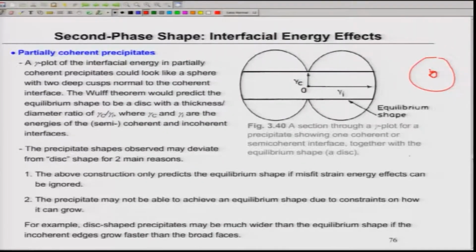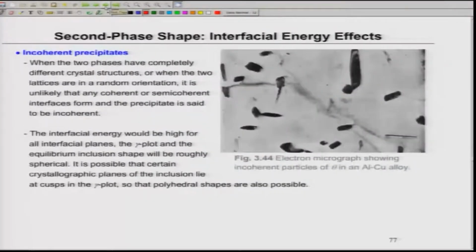This is just like a saucer on which we sometimes drink tea or coffee. You have seen that. Now, if it is completely incoherent, you can see here there are all kinds of things present in this microstructure, which is basically precipitates of theta in an aluminum copper alloy. Suppose it is completely incoherent, that means the two phases have completely different crystal structures and no lattice matching, so they are in random orientations. It is very unlikely that coherent or semi-coherent interfaces form, and the precipitate is said to be completely incoherent.